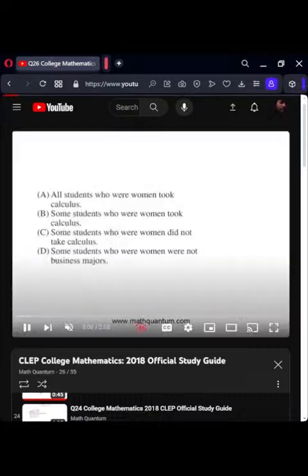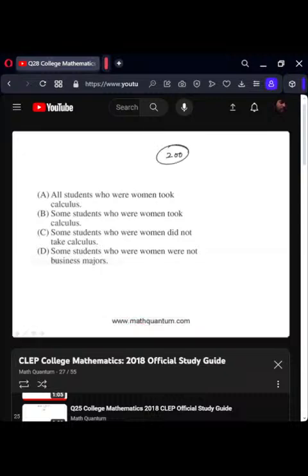We're told that the results of a survey of 200 college students showed that some students who were business majors were women and all students who were business majors took calculus. Which of the following is a valid conclusion? So I'd like to draw this out visually. So 200 college students showed that some students who were business majors were women, so let's say this is business.